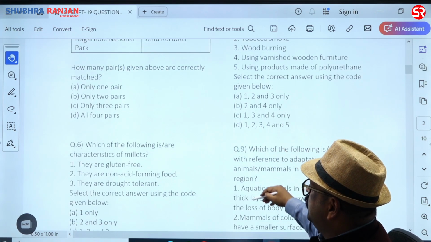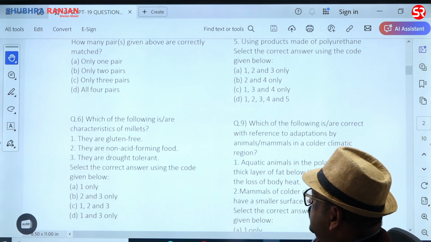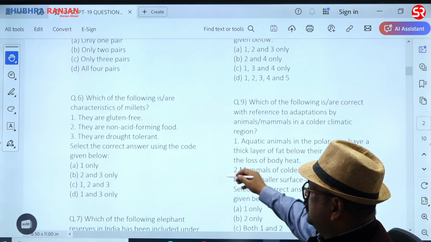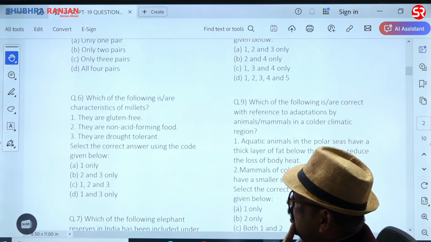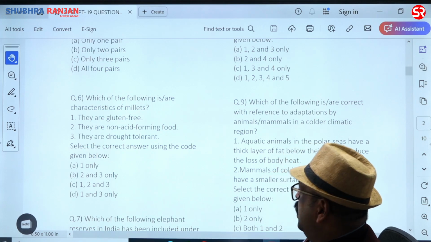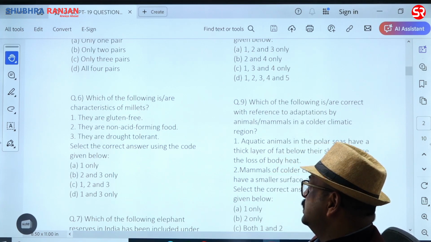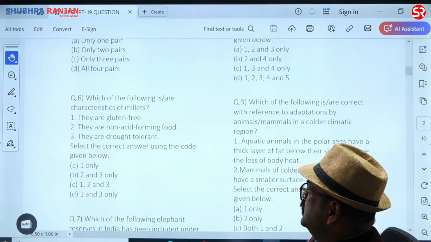Next question, which of the following are characteristics of millet? They are gluten free, yes. They are non-acid forming food, yes. They are drought tolerant. All of them are going to be correct. They are dryland farming crops. They are fit for less rainfall. They are non-acid forming food.